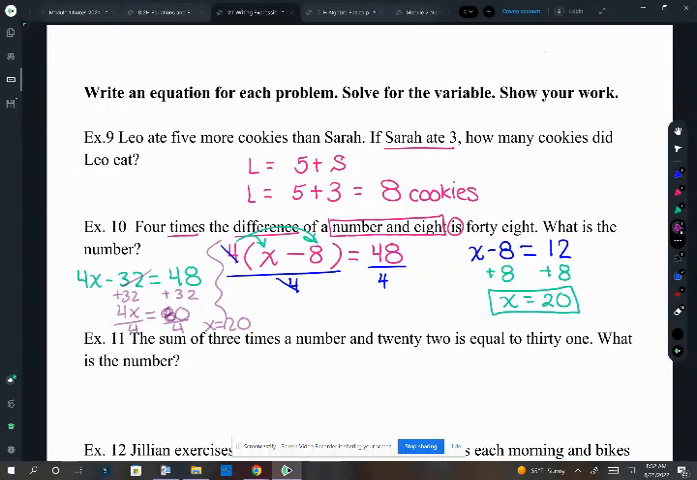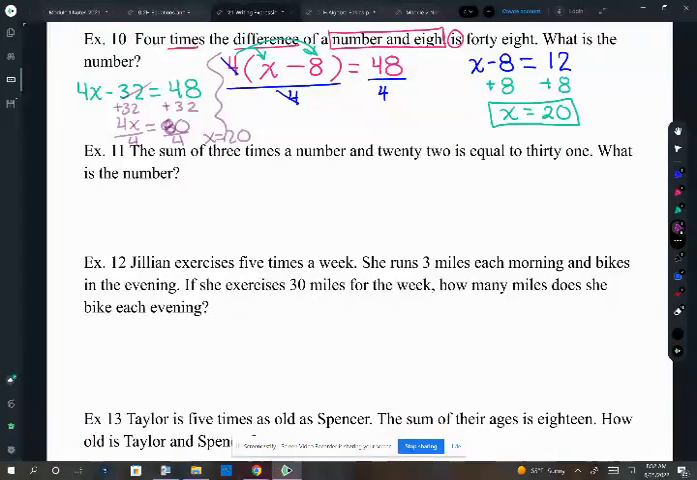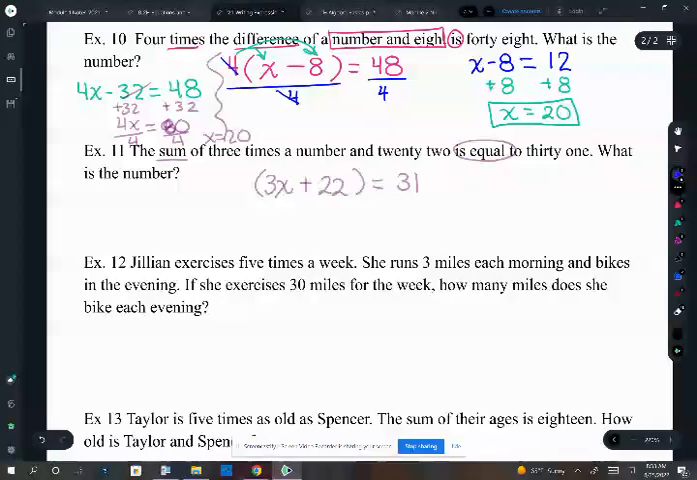Either one works. Example 11 tells us that it is the sum. Sum means we're going to be adding 2 things together. So 3 times the number, and 22 is equal to 31. I didn't really need to put parentheses there, but I did just in case we had to do something else with it. The sum tells us that we're going to add 2 things together, and that's why I used parentheses. But there's nothing there to do, so we can just solve normally.